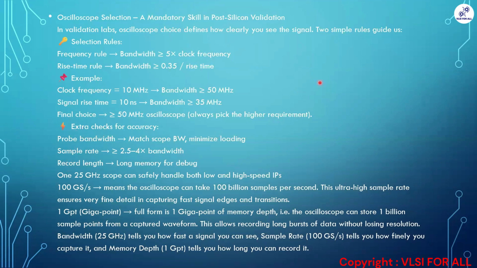On the top of the oscilloscope, we'll be seeing three parameters. One is the oscilloscope bandwidth, another one is the sample rate, third one is the data length. Sample rate is nothing but how many samples per second the oscilloscope can take. For example, it's 100 gigasamples, 100 billion samples per second it can take. And it's an ultra high sample rate, which ensures fine detail in capturing fast signals and transitions.